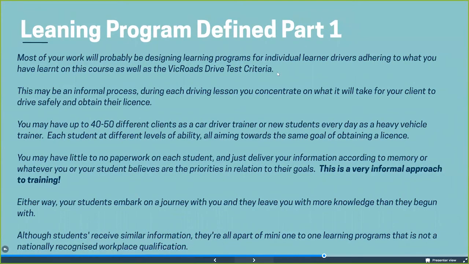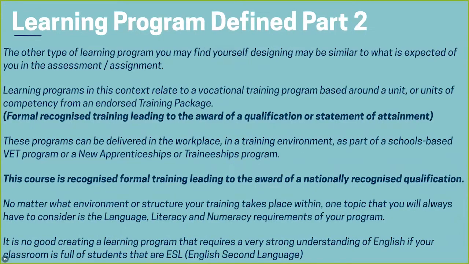The other type of learning programs that you may find yourself designing may be similar to what is expected of you in the assessment or assignment. So this is now relating back to really what this assessment is, and what this unit of competence is all about. And that's that learning programs in this context relate to a vocational training program based around a unit or units of competency from an endorsed training package. So all that means is that that's someone training to get a qualification, and all the different subjects inside that qualification, they are what we call units of competence. So formal recognised training leading to the award of a qualification or statement of attainment.